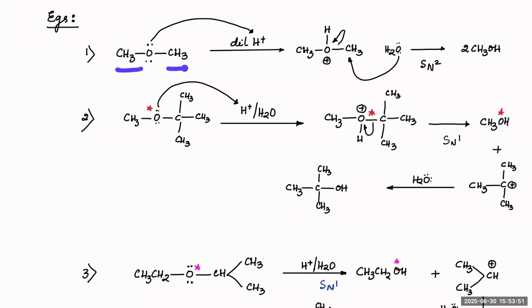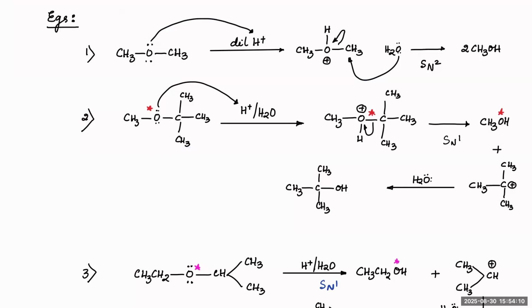If both sides we have methyl, obviously first H plus is taken and oxonium ion is formed. And since both sides have methyl, SN2 reaction is favorable. So water will attack here, and simultaneously this bond will break. So you'll get 2 moles of methanol.